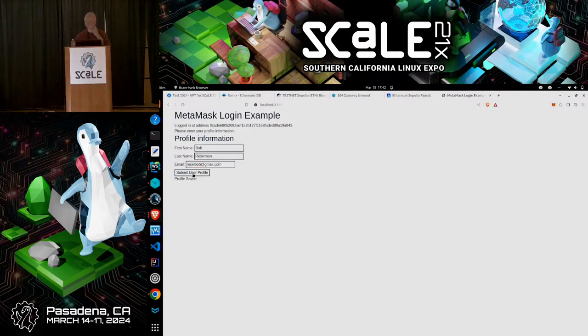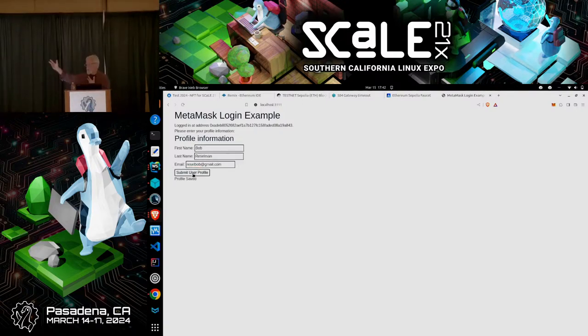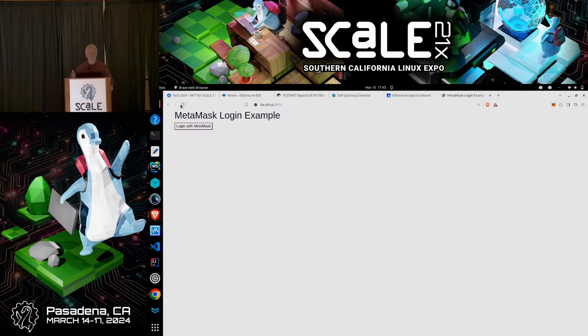Okay, and now I'm going to submit the user profile. Now my user profile is saved in my storage mechanism. Okay, and now I'm going to log out again. And now what does it know? It knows me, it knows my key, it knows my address, it knows a lot of things about me.